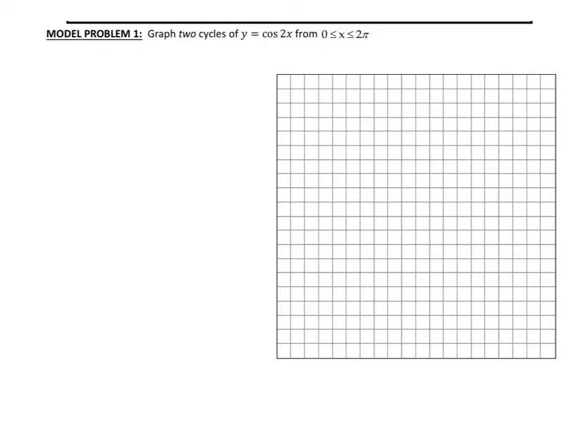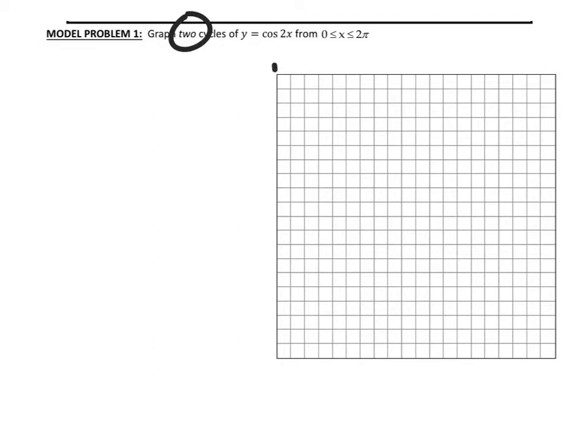All right, so let's get into some heavy-duty graphs here. Now, we've been getting killed on reading on these tests, and I keep stressing, words are italicized for a reason. This clearly says graph 2 cycles, not 1, not 3, not 5, graph 2 cycles of this function from 0 to 2 pi. Now you'll notice nothing's labeled.